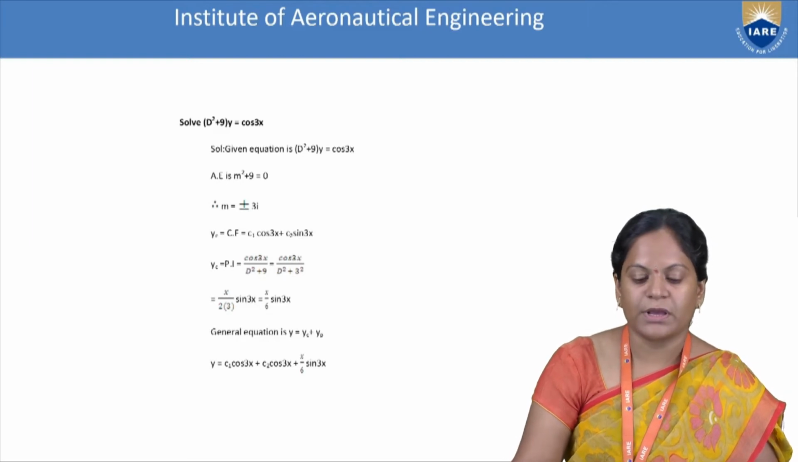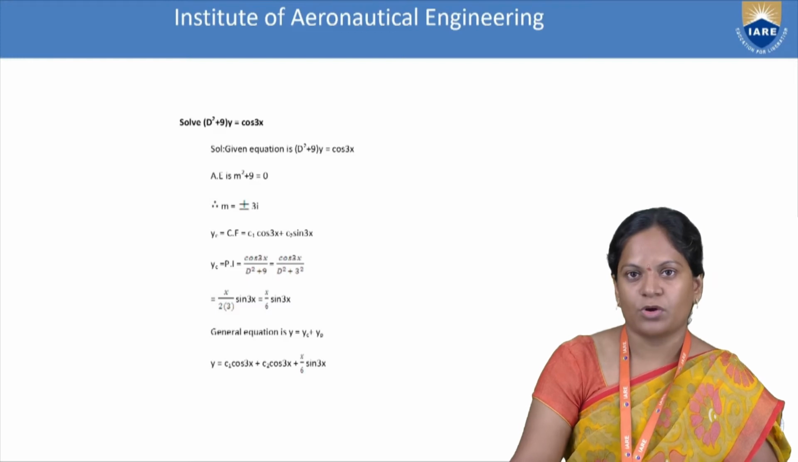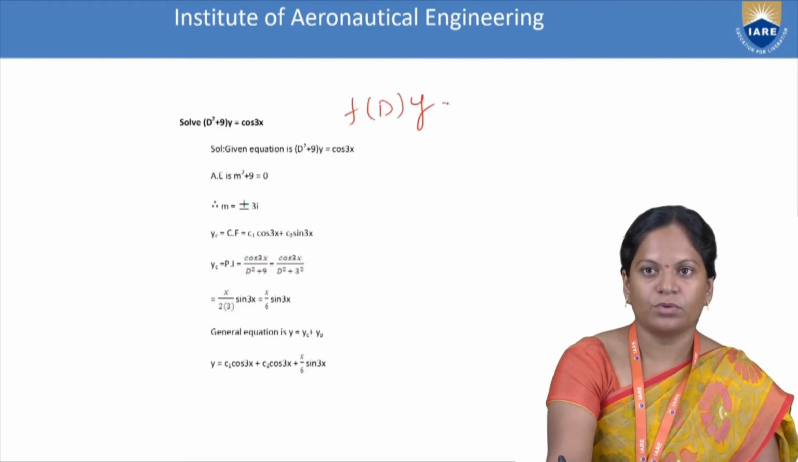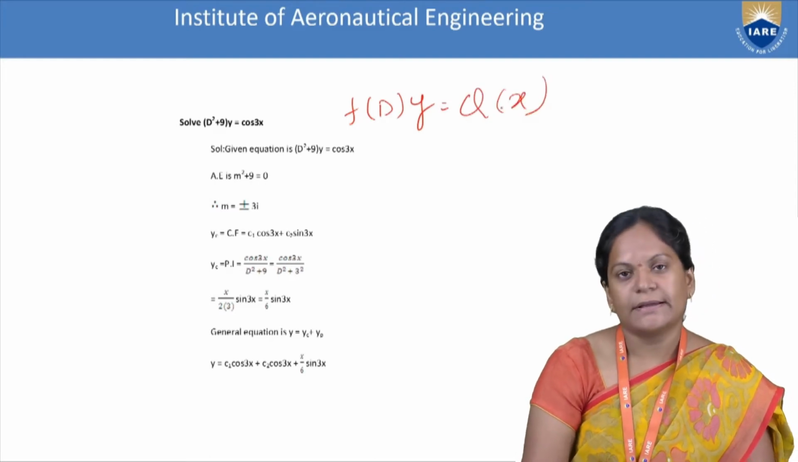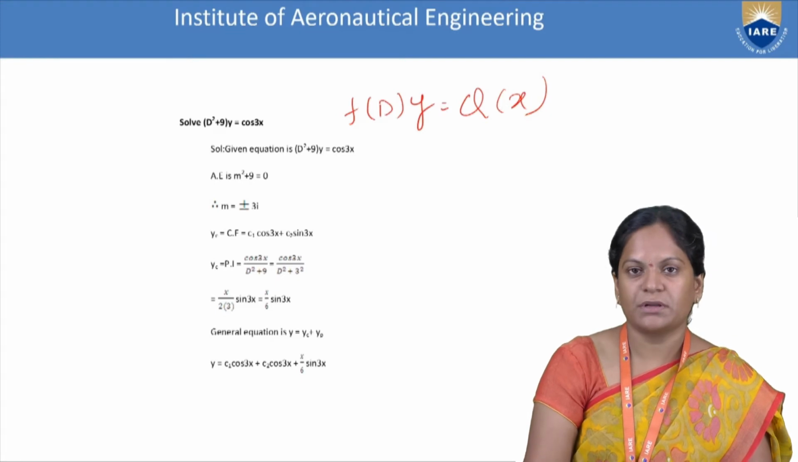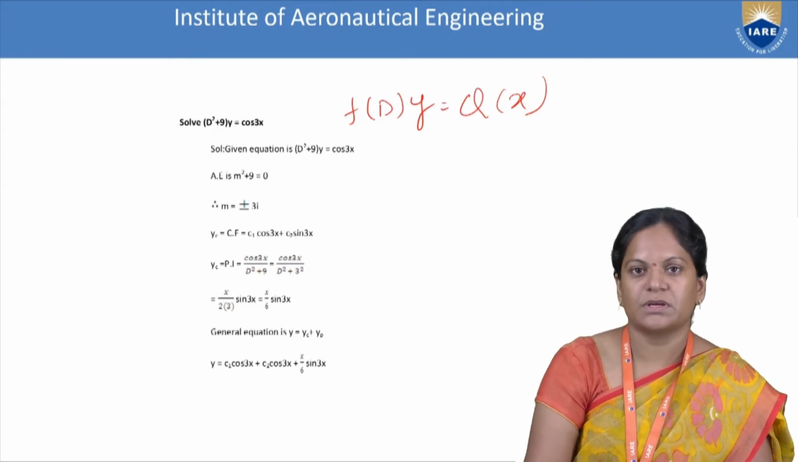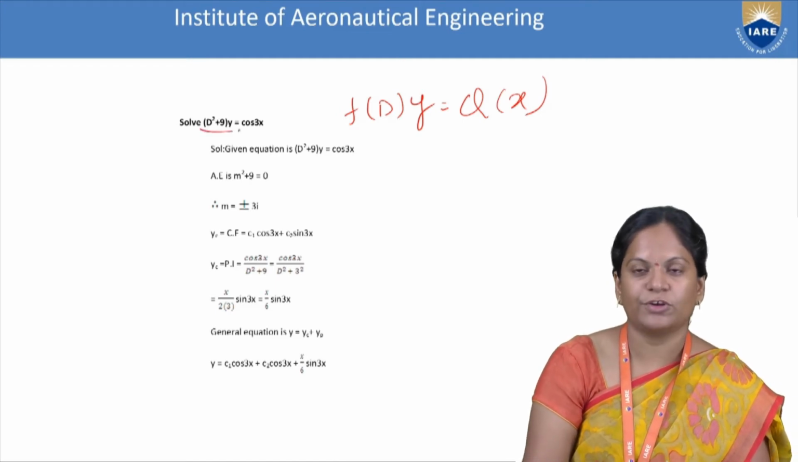So now next we have a problem, that is d square plus 9 into y equal to cos 3x. Now this is of the form f of d into y equal to q of x. This is a complete differential equation in operator form. Why is it operator form? The given equation is in terms of capital D only. D square plus 9 into y equal to q of x.